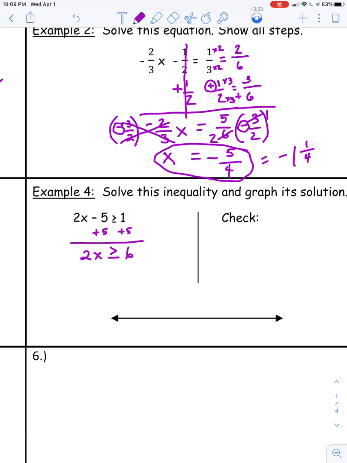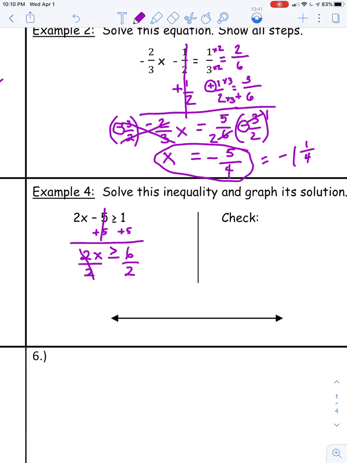I'm just asking you to think of it that way in your mind for a moment. Okay, so now I have 2x is greater than or equal to 6. We continue on with the problem just as we did when it was an equal sign. In order to isolate the variable, that is our goal in algebra, I'm going to divide both sides by 2.